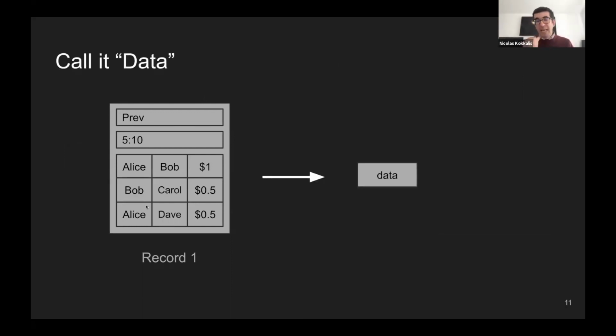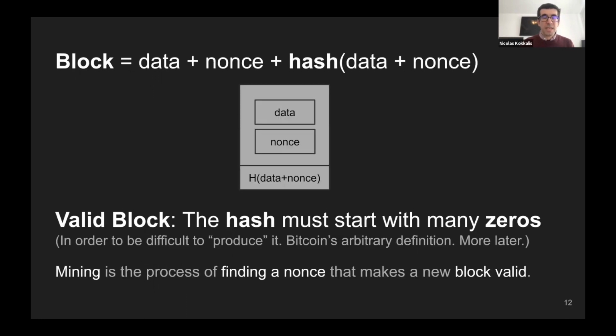Okay, so now let's try to abstract the concept a little further. Let's just call all of this stuff data, because I'm trying to show you what the block is, and to simplify, I will just call all of that stuff data. And then a blockchain block, what it really is, it's more things, but what it really is is that data I was talking about, something we call a nonce, and the hash of the concatenation of the data with the nonce. These three things.